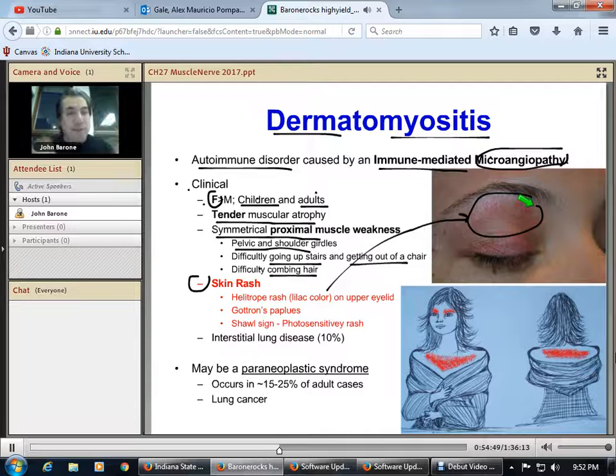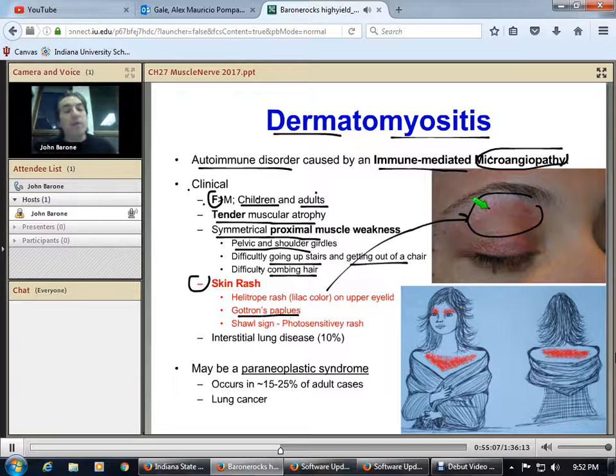Looks like she's been crying. She's puffy and swollen there. Puffy and swollen. Now you also get it on your knuckle, the MCP joint, right when you punch somebody. In knuckles, we give that a fancy name. We call it Gottron's papules. Gottron's papules. The same rash on your knuckles.